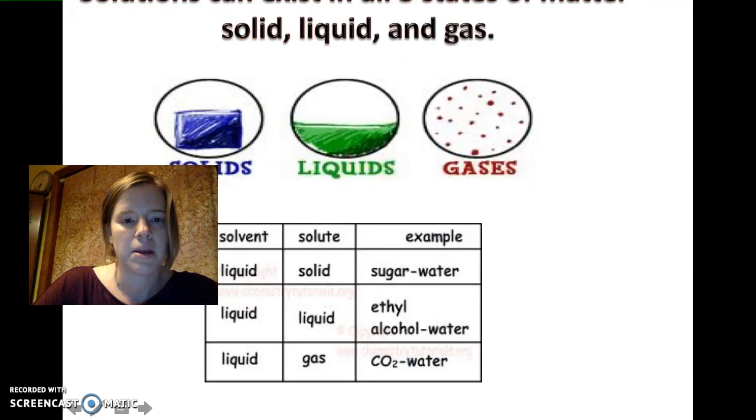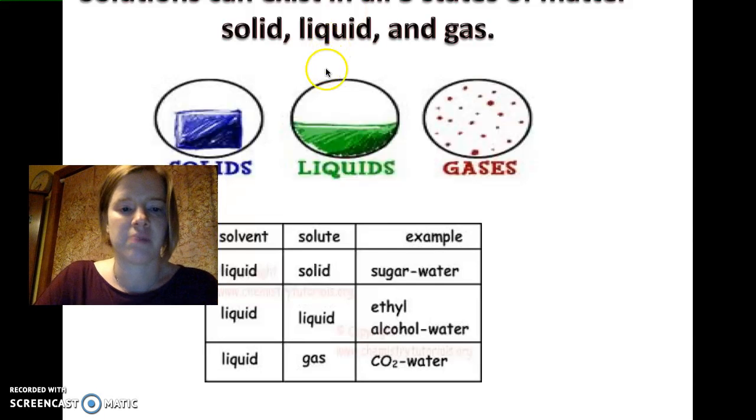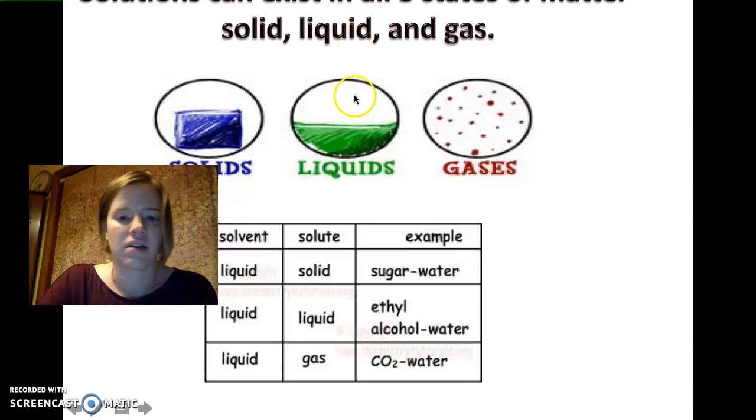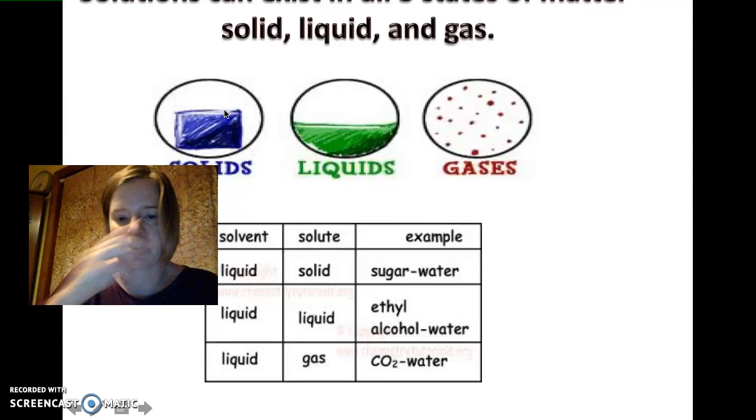Okay, moving on. Solutions can exist in all three states of matter. So we always think of a mixture or a solution as a liquid, but they do exist as solids and gases as well. So CO2, this is carbon dioxide, is an example of a gas solution. Solids, you can think of things like trail mix and stuff like that. That's a mixture.